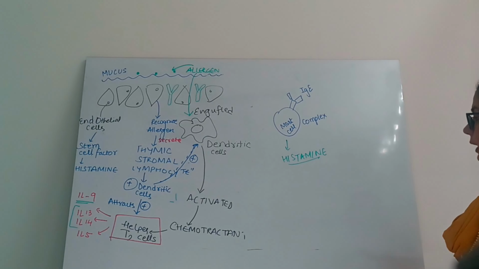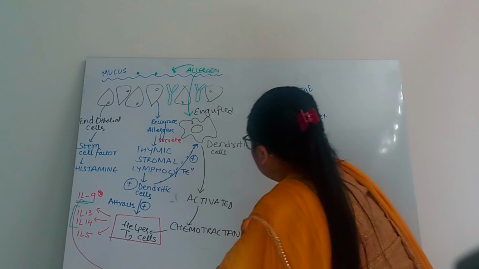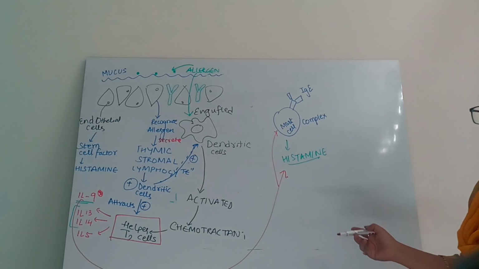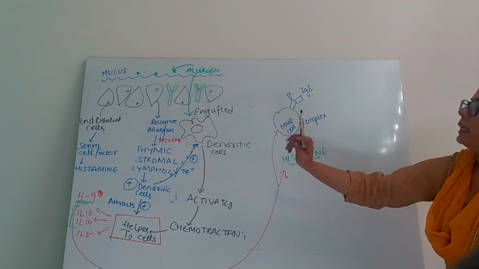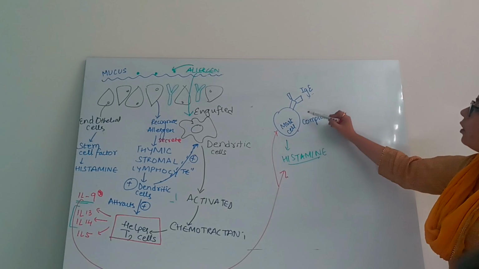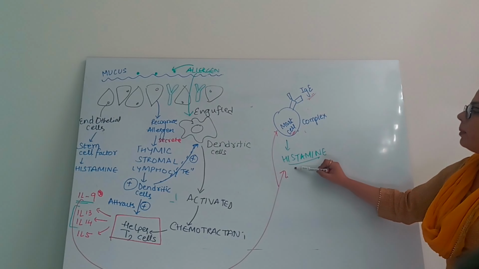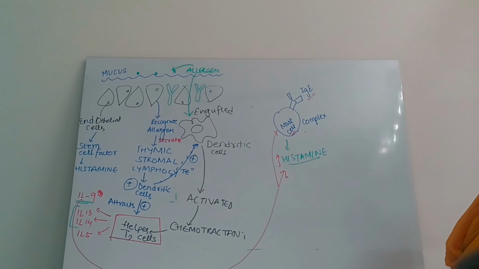So this interleukin 9 is responsible for triggering the process of binding of the mast cell with the IgE antibody. So interleukin 9 is stimulating the binding of IgE antibody with the mast cell, and when this complex is formed, there is an increase in the release of histamine. So one, this process is happening.